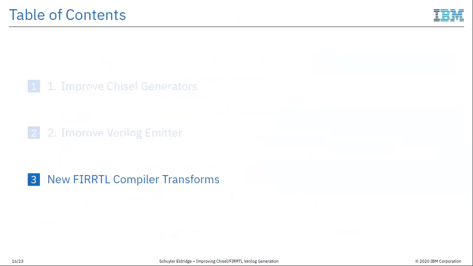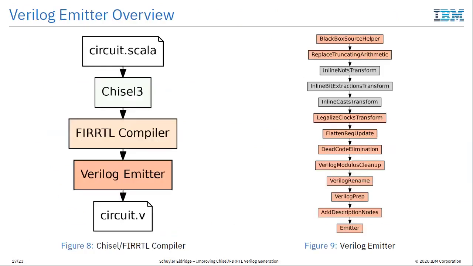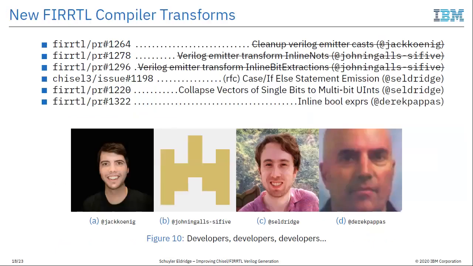Okay, so now taking one step back, and again, I'm leaving the big reveal until the end, the third level of improvement that you can make here is new FIRRTL compiler transforms. These are actual transforms that are added inside of the Verilog emitter. There's been a big push at SiFive to inline all of the temporaries that you may have. So things like taking inversions and inlining them, bit extractions and inlining them, and casts and inlining them, and that has had a dramatic decrease in the number of temporaries.